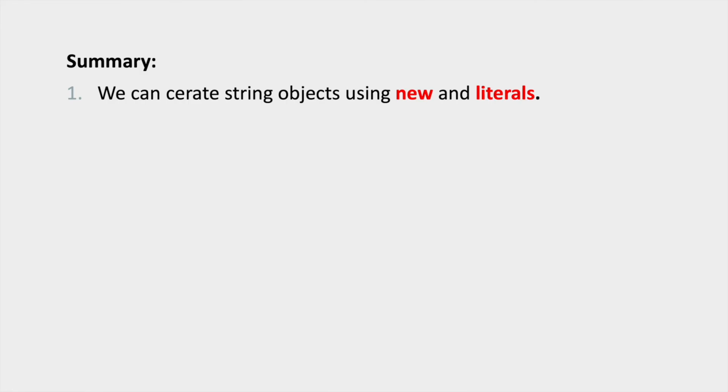So let us summarize what we have discussed so far. We can create string objects in two ways: one is by using the new keyword and another is literals. Whenever we create an object using the new keyword, two objects will be created, one stored in the string constant pool and one more stored in the heap area. Whenever we use literals, the object will be created in the string constant pool only.